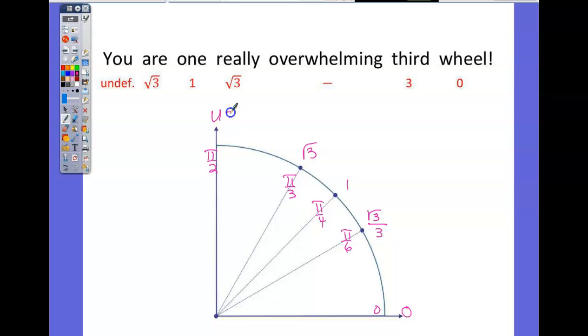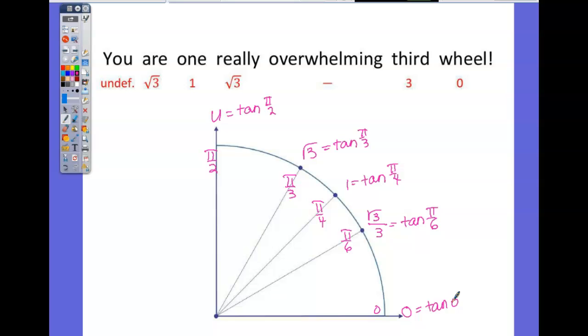So the tangent of pi over 2 is undefined. The tangent of pi over 3 is the square root of 3. The tangent of pi over 4 is 1. The tangent of pi over 6 is the square root of 3 over 3. And the tangent of 0 is 0. So you are one really overwhelming third wheel. You can remember that.